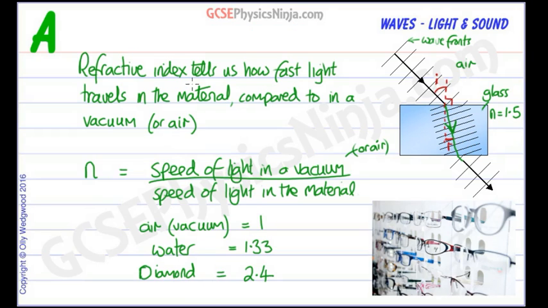So that's what refractive index tells us, how fast light travels in the material compared to in a vacuum, and it's the ratio of the speed of light in a vacuum, or air, divided by the speed of light in the material. Good one to remember.